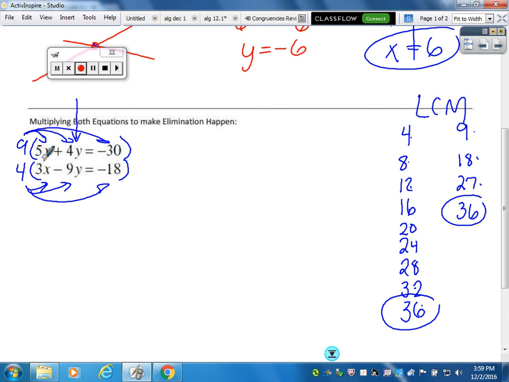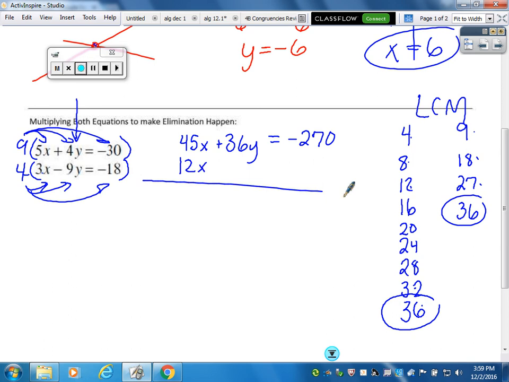So 9 times 5 is 45 x's. 9 times 4 is 36 y's, exactly what I wanted. And 9 times that negative 30 is the negative 270. Now I'm on the bottom one. I've got 4 times 3, which is 12x's. I've got 4 times negative 9, which is negative 36. It's looking perfect. And then I've got 4 times negative 18, which is negative 72.